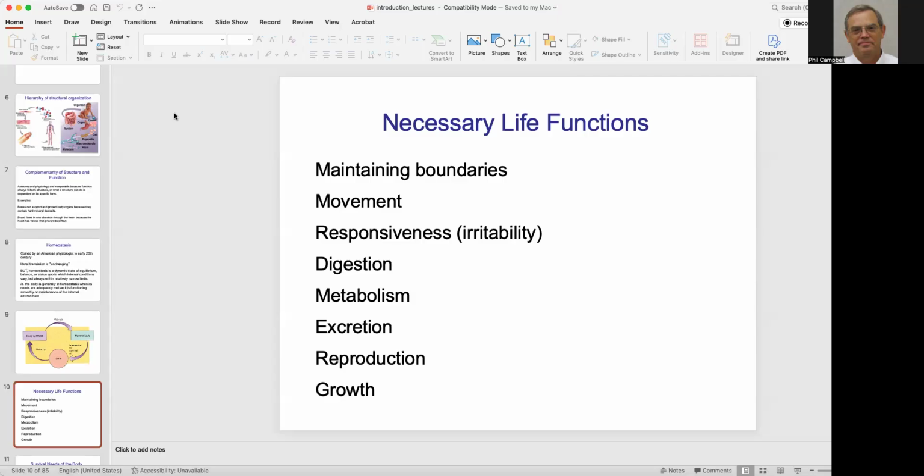Responsiveness. This is when we're going to get to the nervous system. You sense your environment. Your eyes see, your ears hear, your nose smells, your fingertips touch, right? So you will be provided with stimulation. Your body senses that stimulation and can act on it. So this is irritability, or responsiveness.